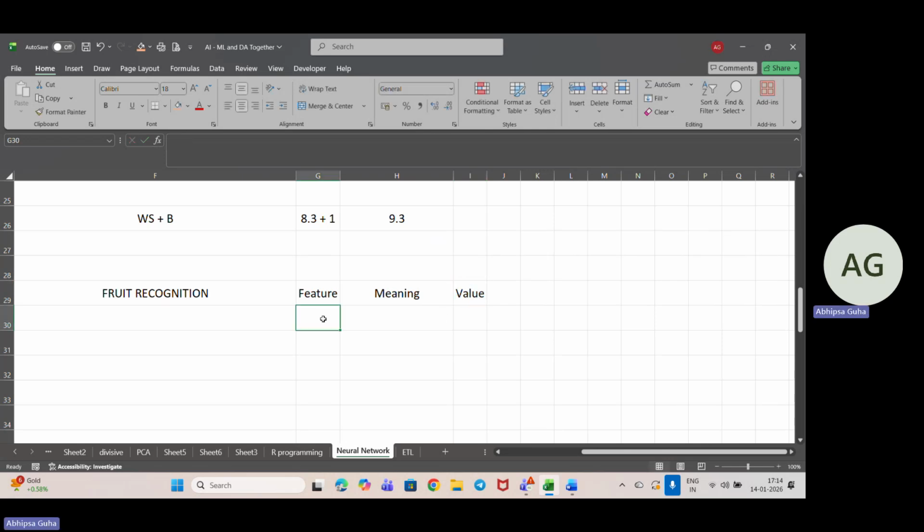Okay, so the feature is, suppose, color. Suppose in my fruit basket, I have red as 1 and yellow as 0. Okay, the value is what? 1. Okay, coming down to shape, round is equal to 1, long is 0. Okay, so what is the value? It's 1. Now I have weight.